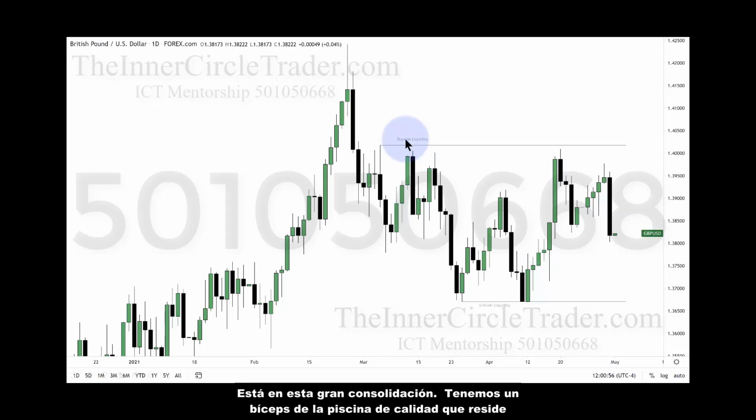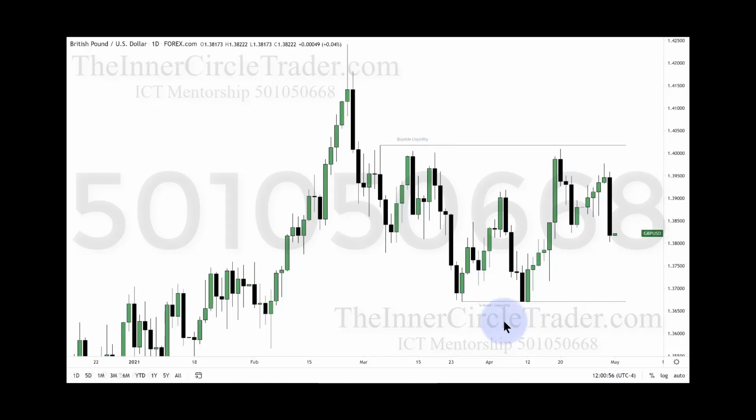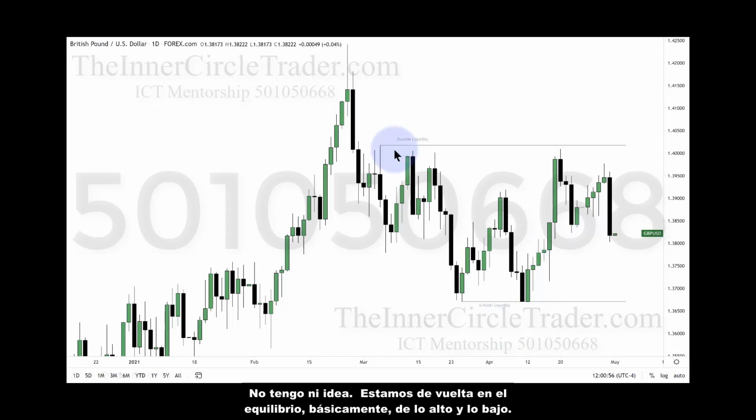We have a buy-side liquidity pool residing here and a sell-side liquidity pool resting below these lows here. And that's about it. I don't know which one it's going to go for. I have no idea. We're back in equilibrium, basically, of the high and the low. So it could literally go either way. It can go from here higher. It can go from here lower.